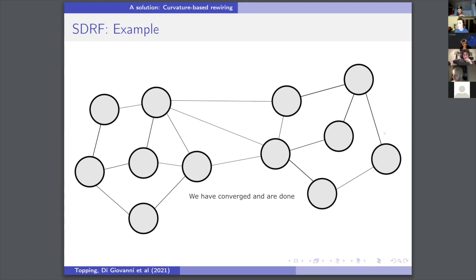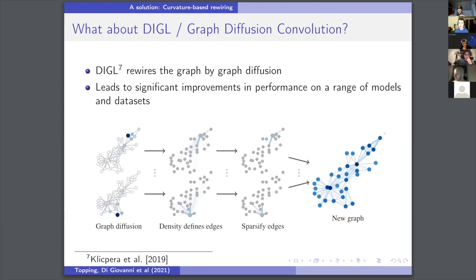But when you talk about graph rewiring, you also think about graph diffusion convolution, I'm sure, or affectionately known as DIGL. So DIGL is a method from Klicpera et al. 2019 from Stephan Günnemann and the team, and it rewires the graph by graph diffusion, as Francesco mentioned earlier, and it leads to significant performance on a range of tasks. Are we here to suggest that we've come up with a new family of rewiring methods to knock DIGL off of its diffusion-based podium? No, DIGL is great. Both methods have their pros and cons, and we're just trying to add another family of tools to your toolbox.